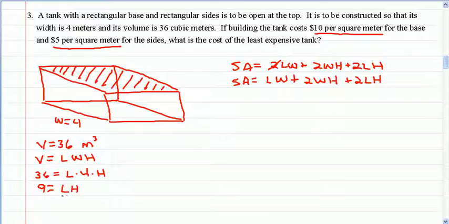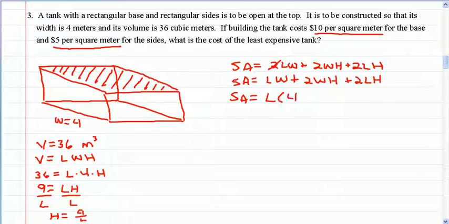If I solve for the height by dividing both sides by L, I get the height to equal 9 over L. And the reason why I want to do that is so that I will have only one variable in the surface area, so that when I take the derivative, I don't have to use implicit differentiation, which would not apply here.